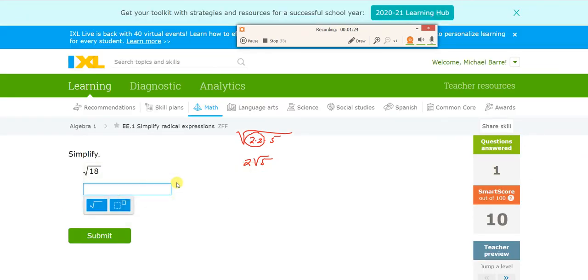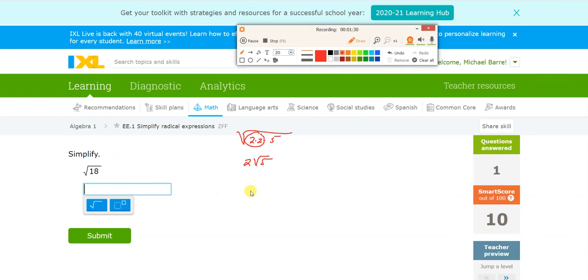18. Well, 18 is really 2 times 9. Yeah? So this would be 2 times 9. Isn't that 18? Yes. And what's the square root of 9? 3. So it's 3 square root of 2.